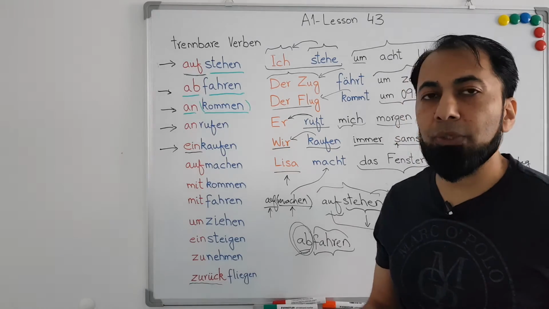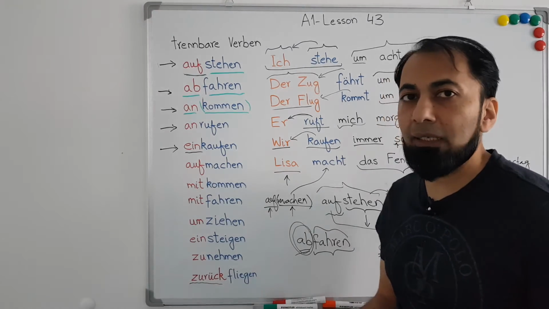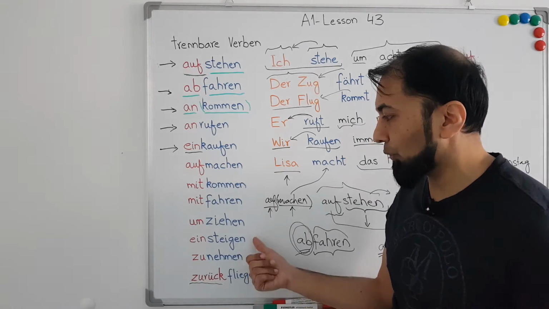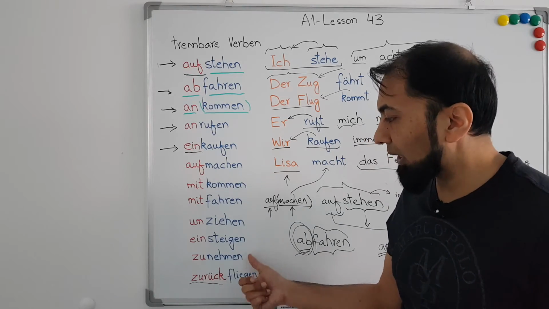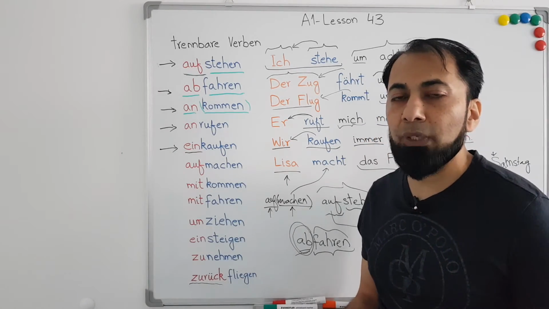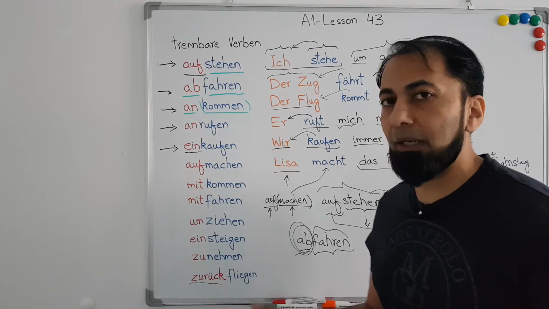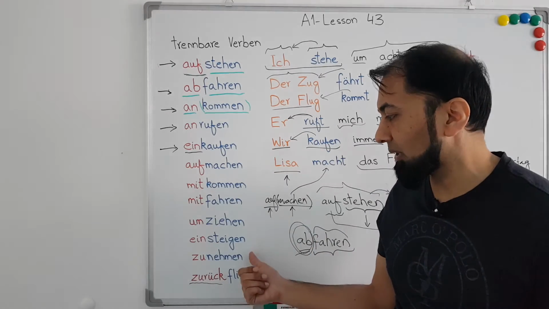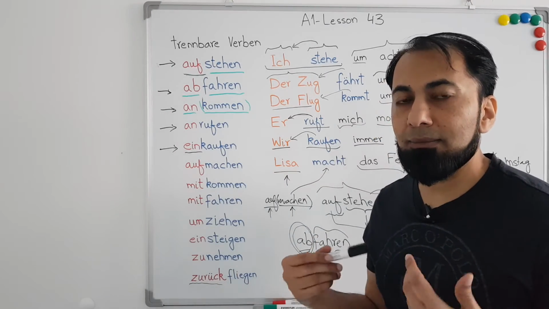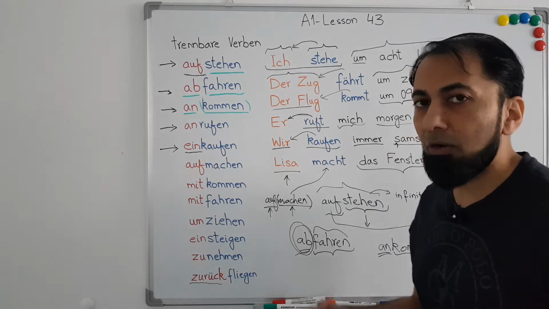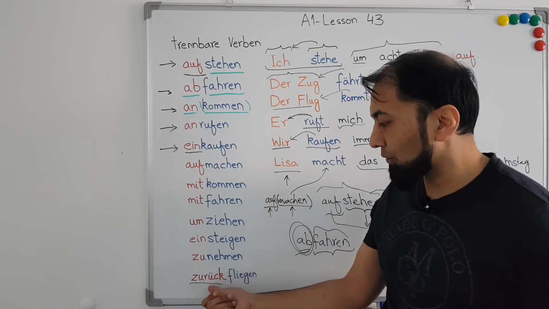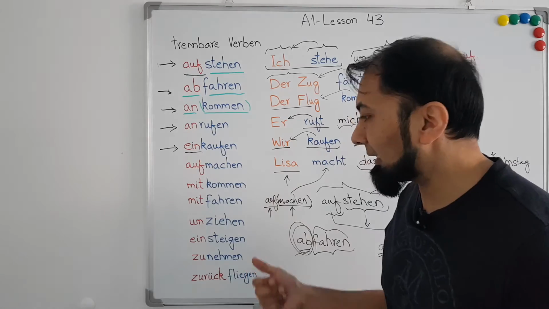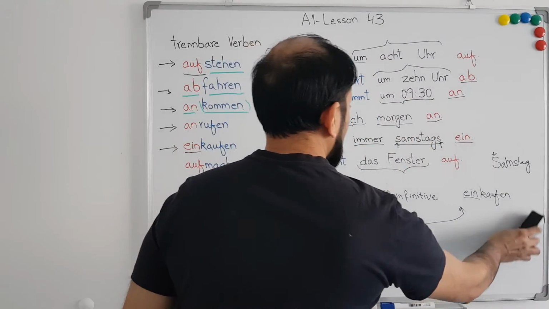Then einsteigen, to get in. When you get in a bus or car or any other means of transport, you can use einsteigen. Zunehmen means to gain. When you gain weight, for example, you can use this verb zunehmen. Or if something is increasing, you can also use this verb zunehmen to show this trend of increase. Next is zurückfliegen, to fly back. So your homework is to make one sentence with each of these separable verbs.